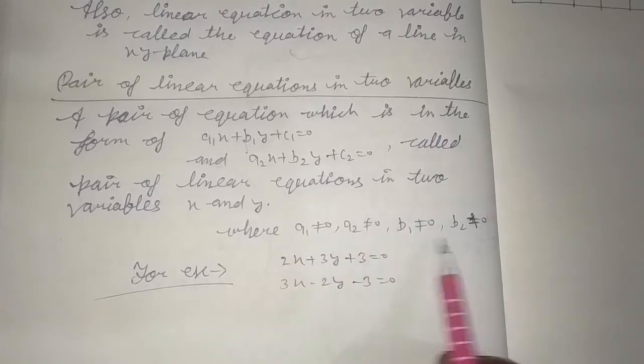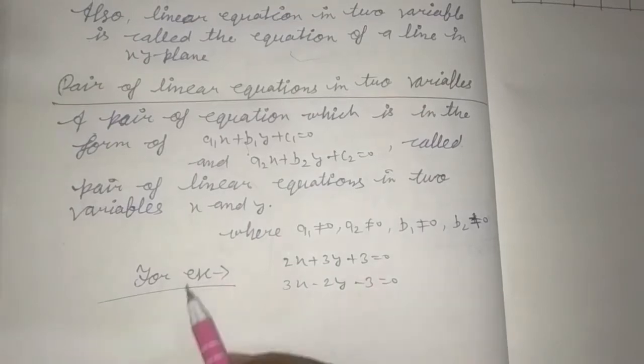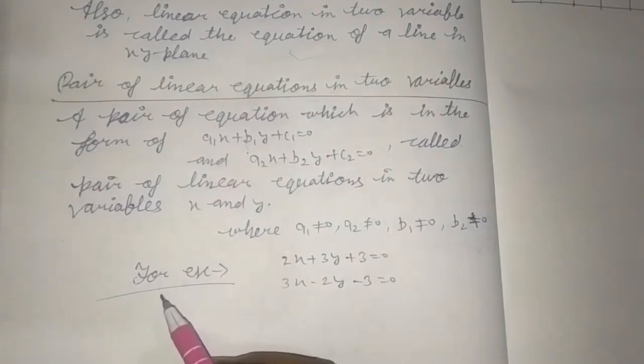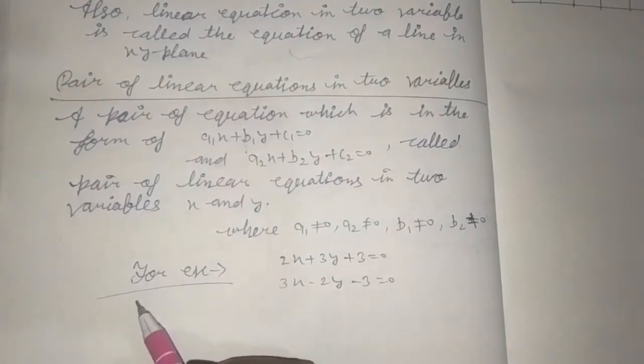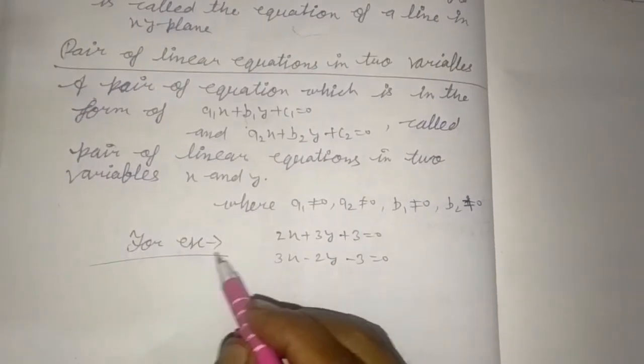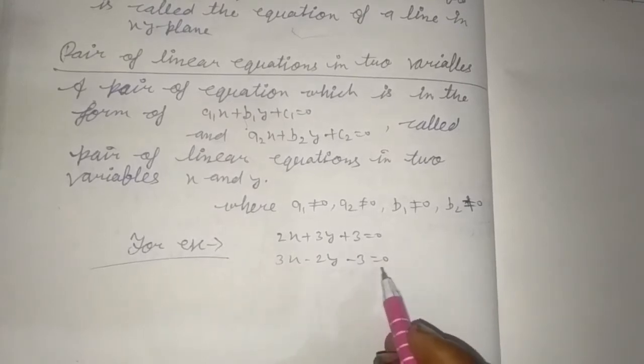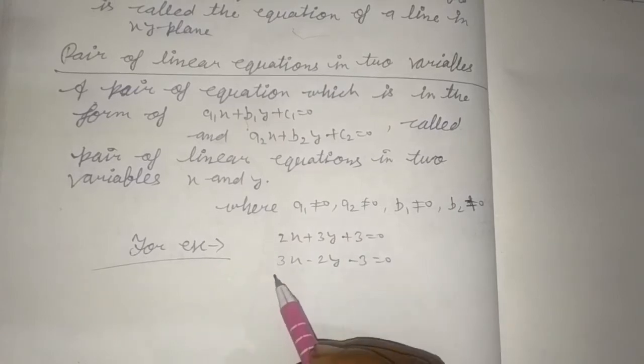Otherwise, if these conditions are not followed, you can say these are not a pair of linear equations in two variables. Now look at the example: 2x plus 3y plus 3 equals 0, and 3x minus 2y minus 3 equals 0. This is a pair of linear equations in two variables x and y.